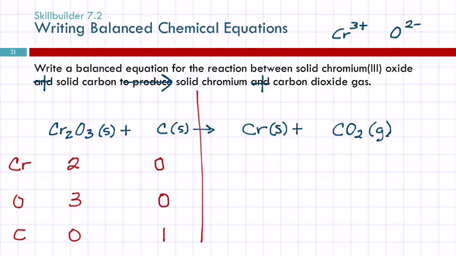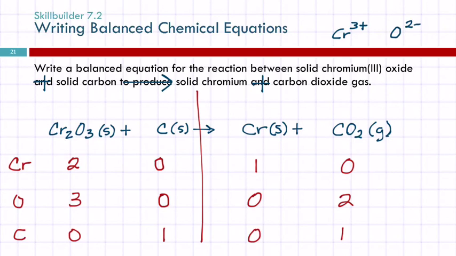Let's do the other side. 1 chromium, no oxygens, no carbons. We look at CO2, we've got no chromiums, 2 oxygens, and 1 carbon. That's not too hard, is it? We're just counting up the number of atoms in each of those formulas.